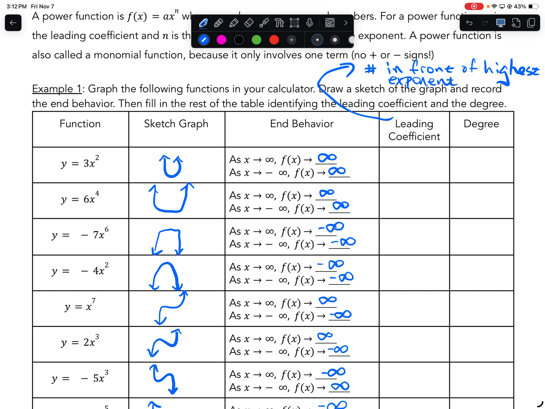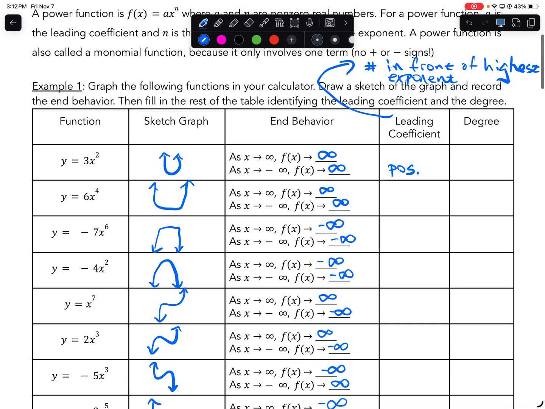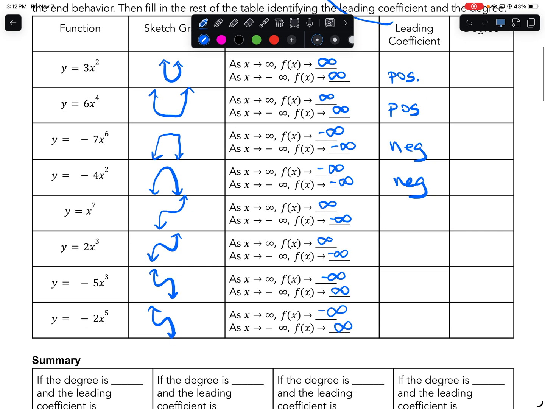Okay, so the number in front of the highest exponent, is it positive or negative? We're not saying what the number is, we're just saying positive or negative. Next one is positive. Then we have two negatives. This number would be a 1 on the x to the 7th one, so positive, positive, negative, negative.